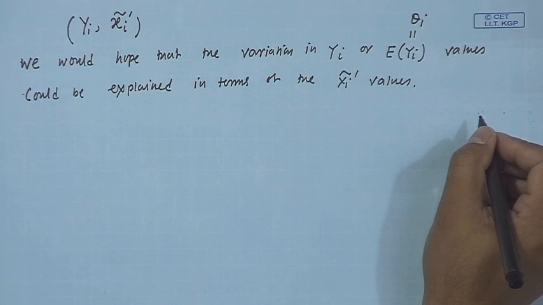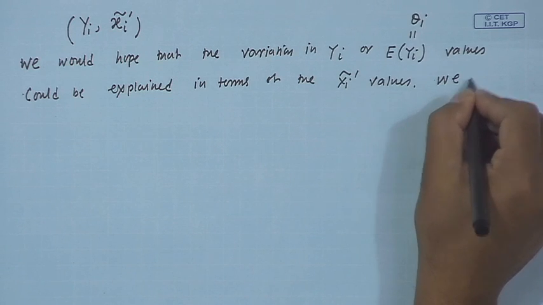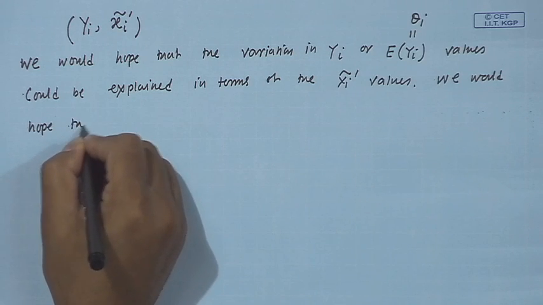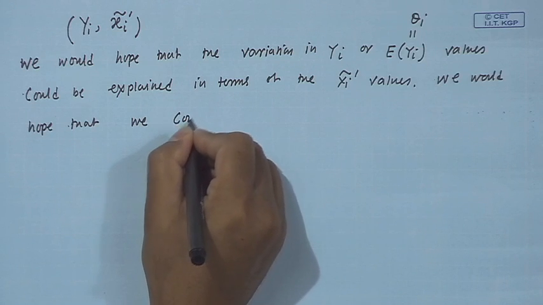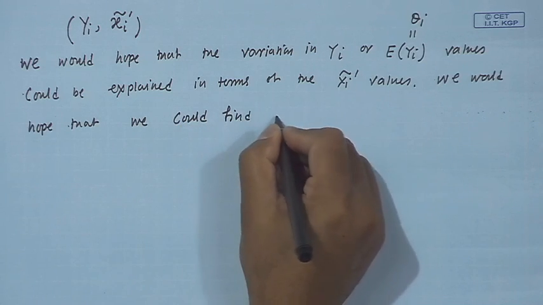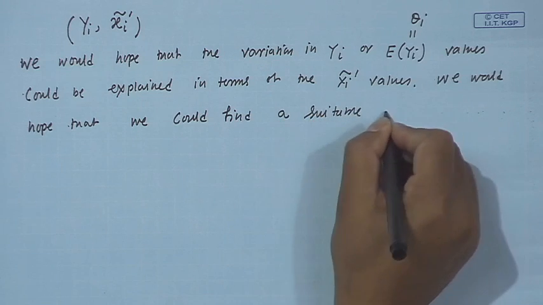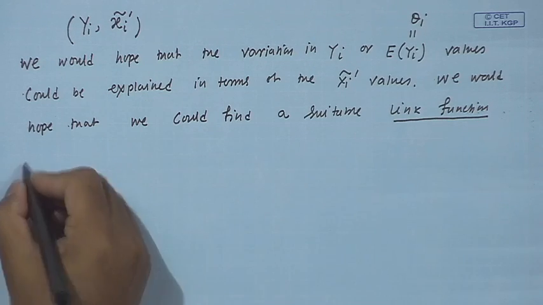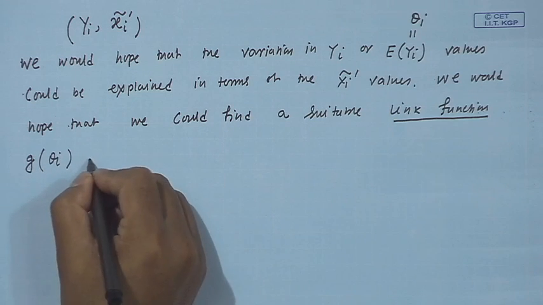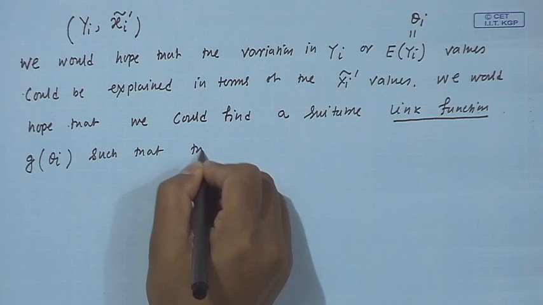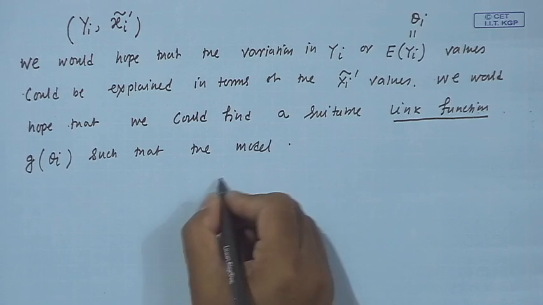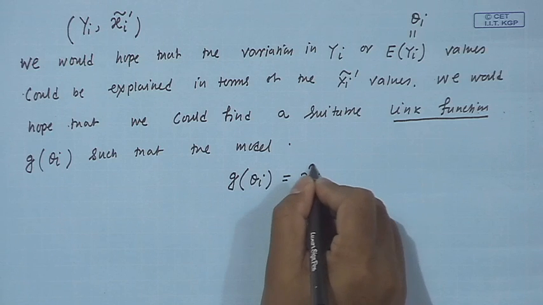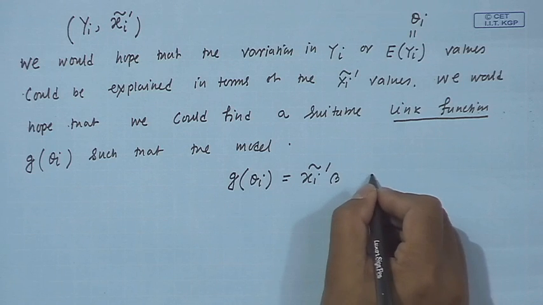Okay. And we would hope that we could find a suitable link function, say g of theta i, such that the model g(theta i) is equal to x i prime beta holds.